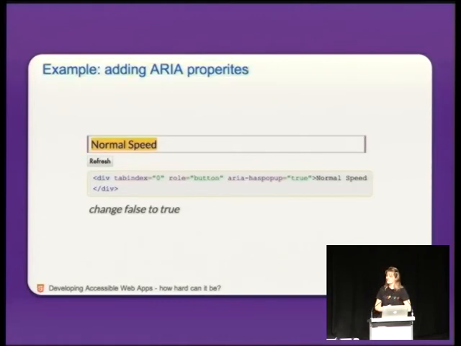Normal speed button has popped up. There you go, pop-up. I don't know why, but that's what it does. But if you understand ChromeVox, then yes, you know now that it has a pop-up and you can click it.